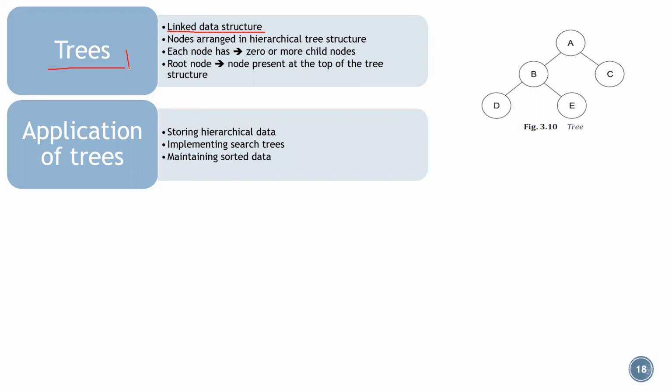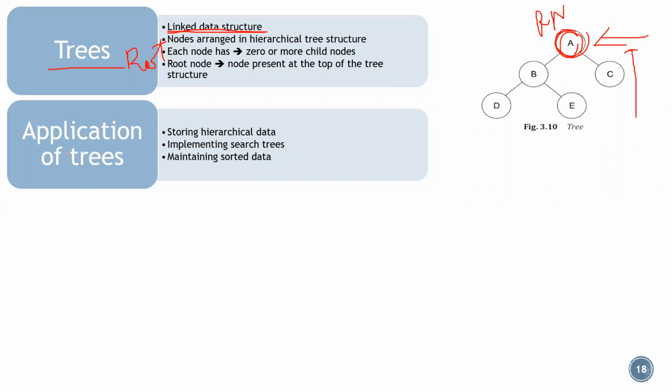As a tree has roots, this linked data structure also has a node called the root node. It is the top node present in the tree. If I observe, this will be the top element in this hierarchical structure. So this is called the root node.